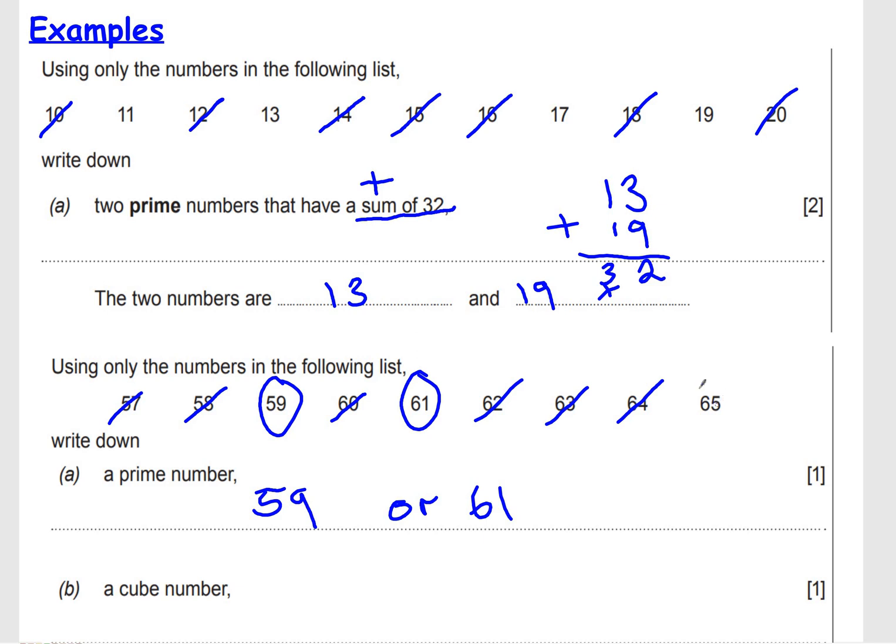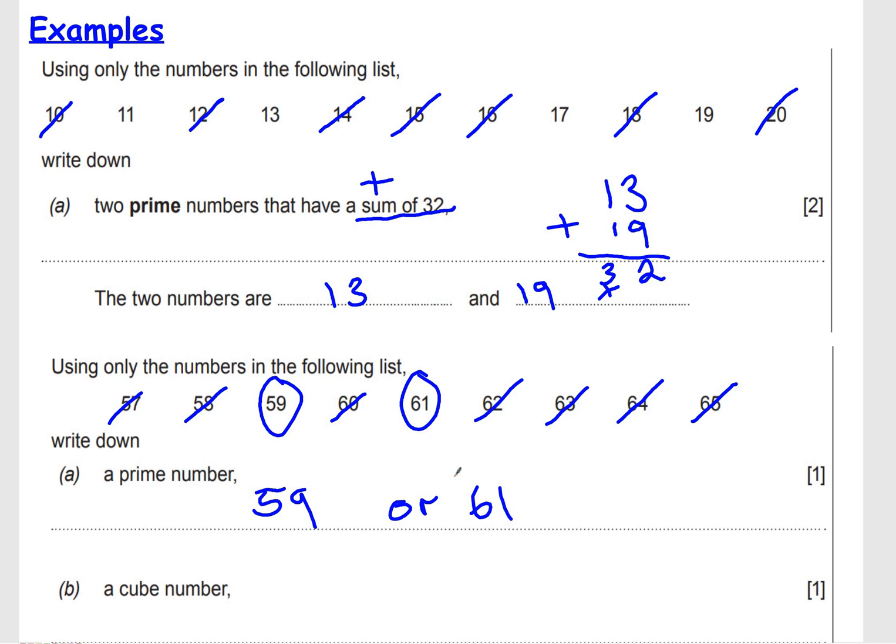65, well, it's ending in a 5, so we know that must be in the 5 times tables. So it has more than 2 numbers that go into it. So they are our only 2 choices, 59 or 61. You get the mark for putting either of those down.